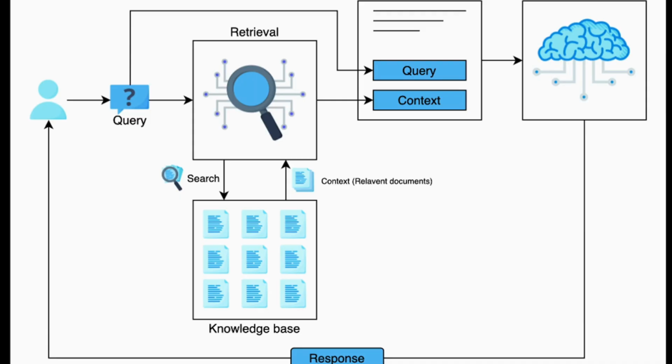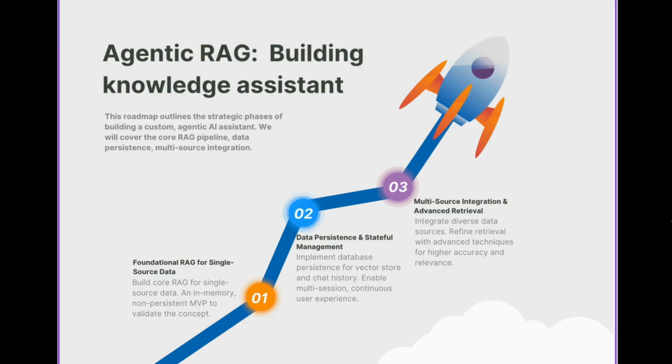So now, where we are heading. We are in phase one. We'll divide the complete structure into three phases. In phase one, we will be building a simple RAG MVP. It can handle one document at a time, just a proof of concept.